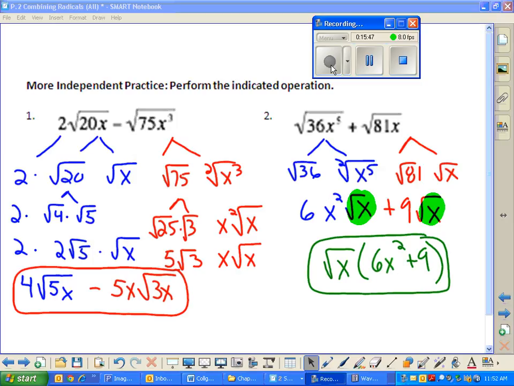With regard to number 2, you simplify each of the radicals in the problem, and you see that they do get a like radical part. So you can take that square root of x out, and what's left over is 6x squared plus 9. So that takes us to the end of our study on combining like radicals. That is what we did in this section.